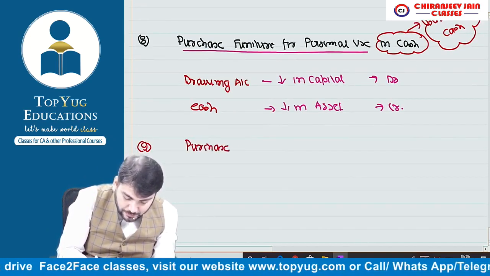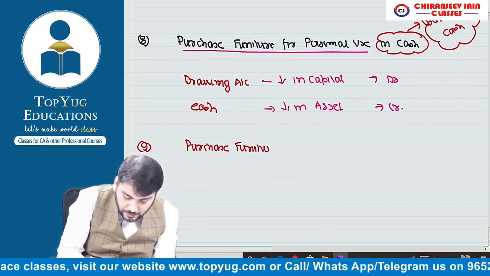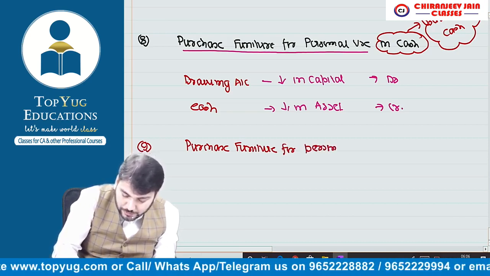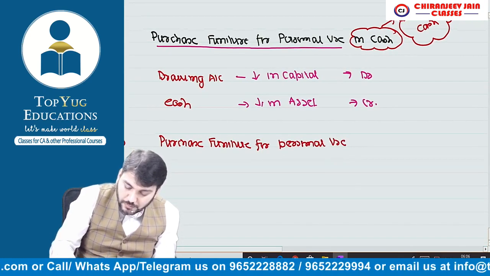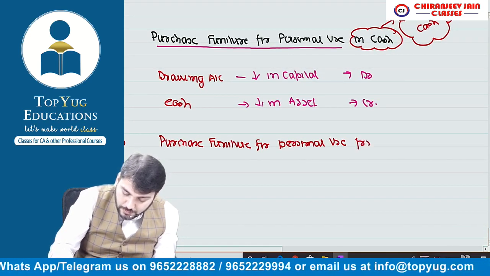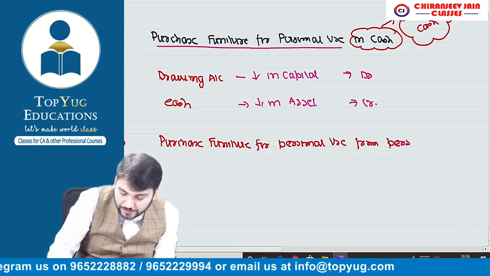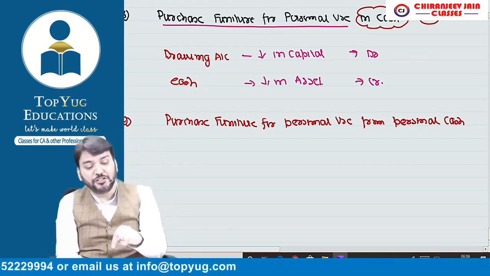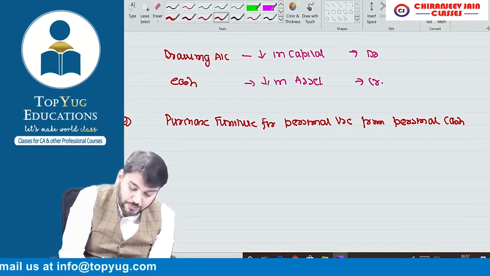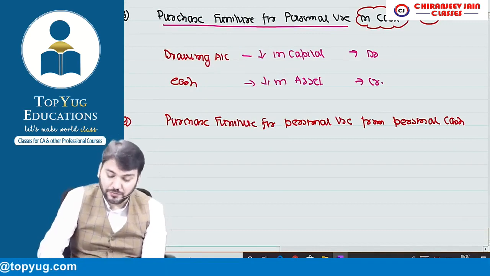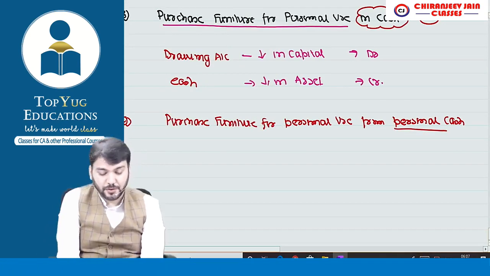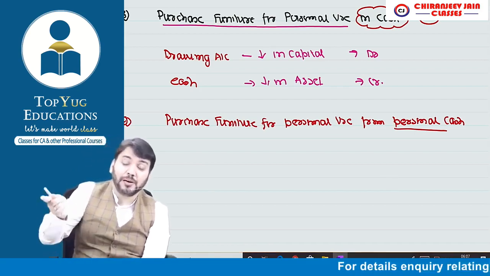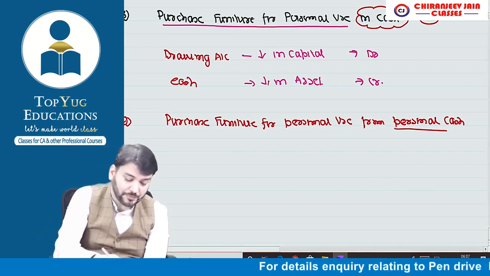Purchase furniture for personal use from personal cash. Purchase furniture for personal use from personal cash. बताओ, what will you do about this? What journal entry will pass? बताओ. For this, purchase furniture for personal use from personal cash.